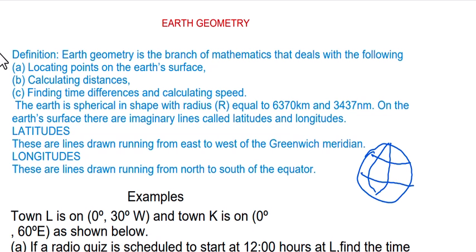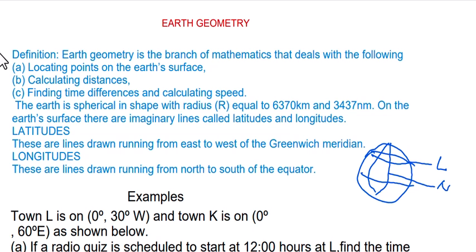Okay, so we have the latitude. These are lines which are drawn from east to west on the Greenwich meridian. So these lines are the latitudes. Then we have the longitude. These are lines which are drawn from south to north. Okay, from south to north. So this line here is the line I'm talking about. So this is the latitude, then this is the longitude.